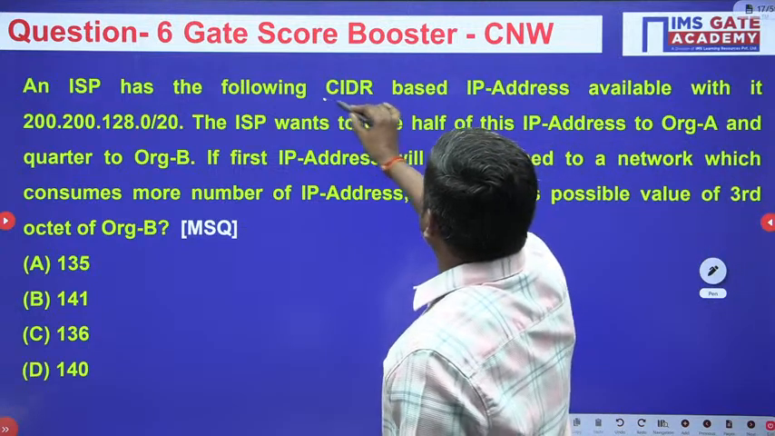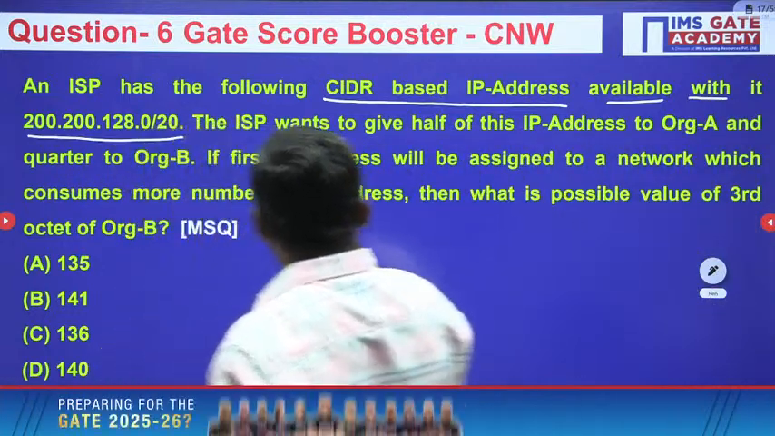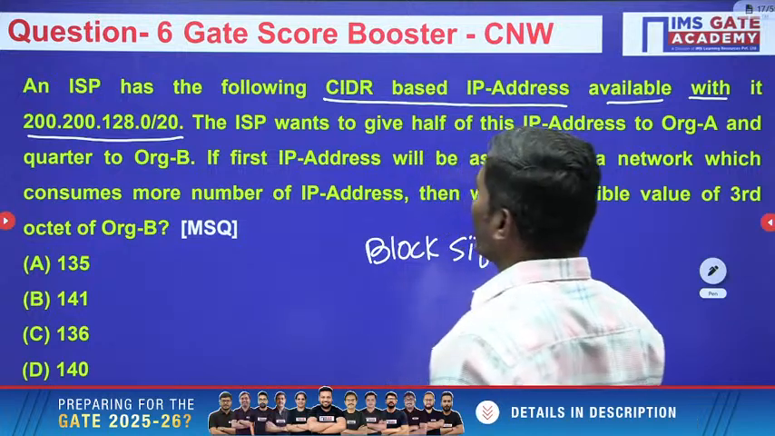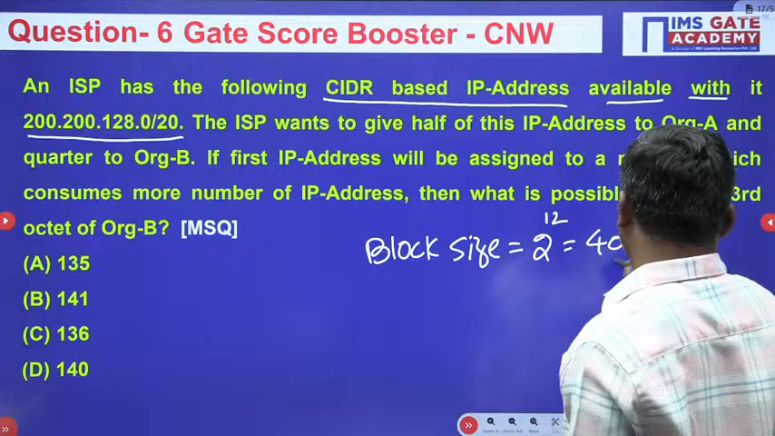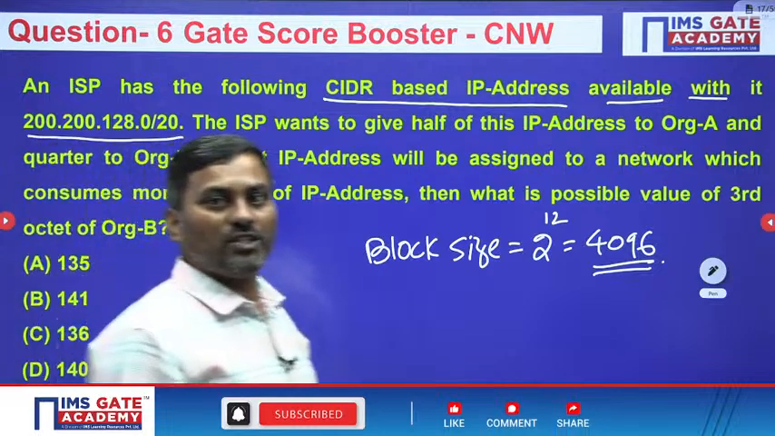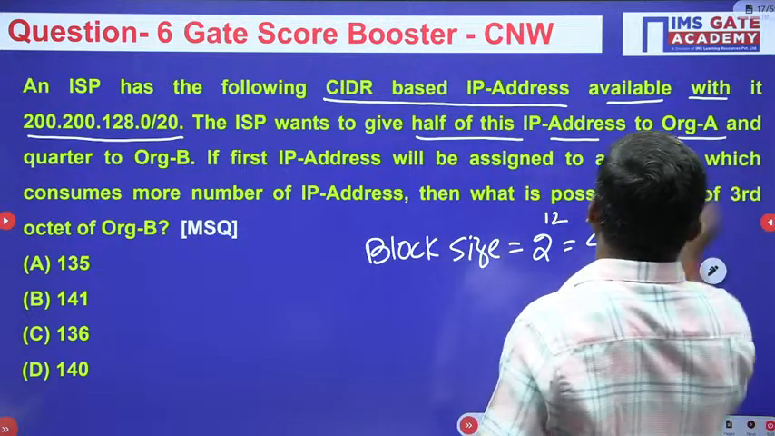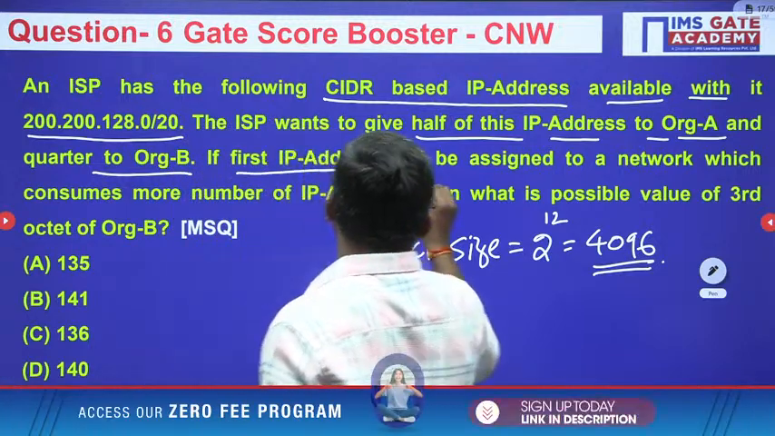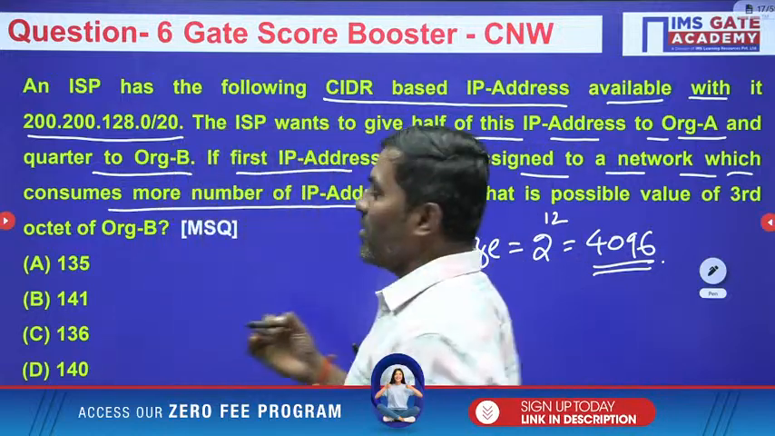An ISP has the following CIDR based IP address available with it. Now, by looking at this, can you tell me what block size they purchased here? A block of IP addresses, 12 bits, is 2 power of 12, 4096 IP addresses are there. They started configuration. The ISP wants to give half of this IP address space to organization A and a quarter to organization B. The first IP address will be assigned to the network which consumes more IP addresses.